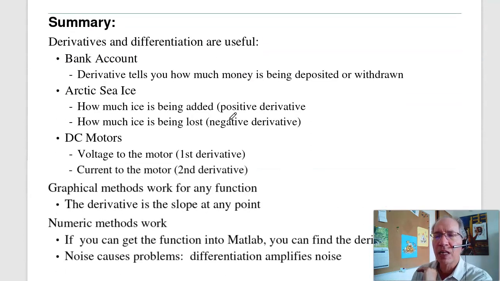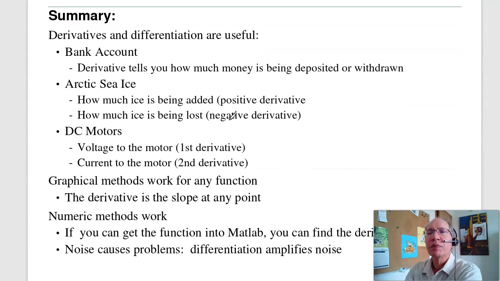So kind of in summary, derivatives and differentiation are useful. If you look at your bank account, the derivative tells you how much money you're adding or how much money you're depositing. If you look at Arctic sea ice, the derivative tells you how much sea ice is being added or how much is being lost. If you look at DC motors, the first derivative is the voltage to a DC motor. The second derivative is current.